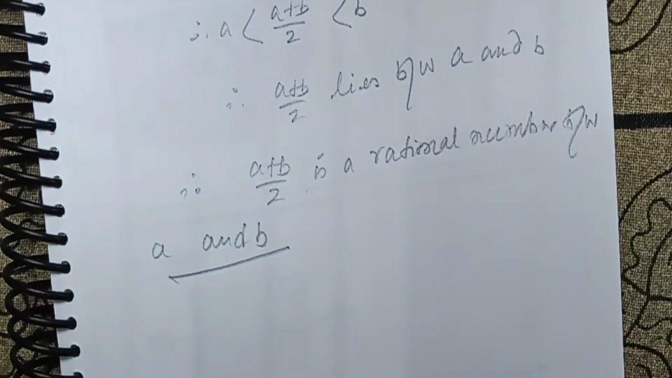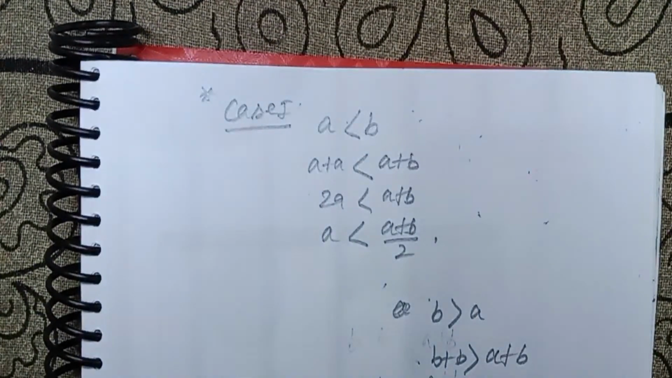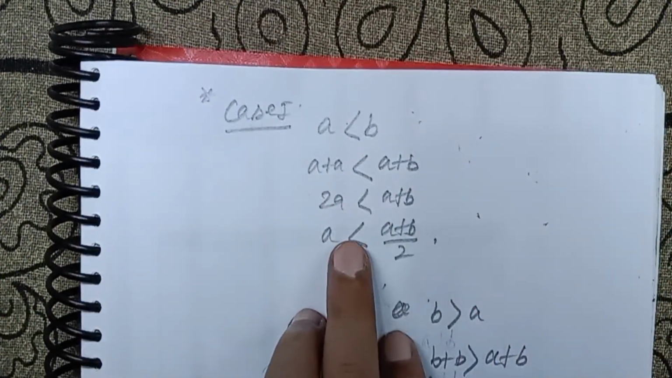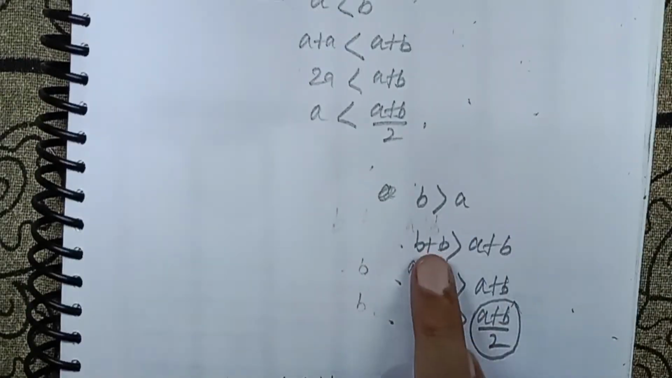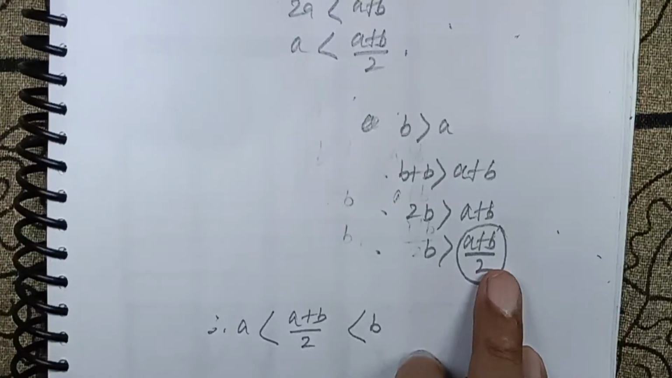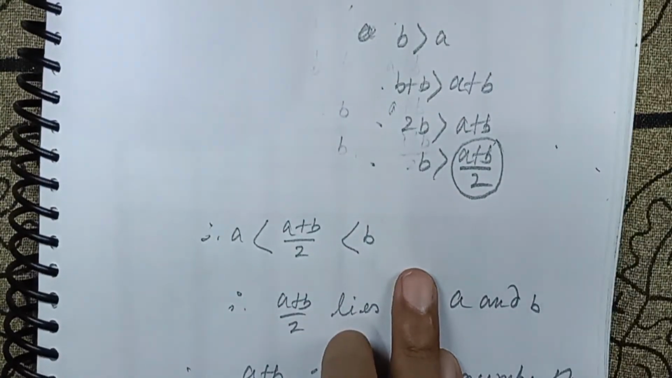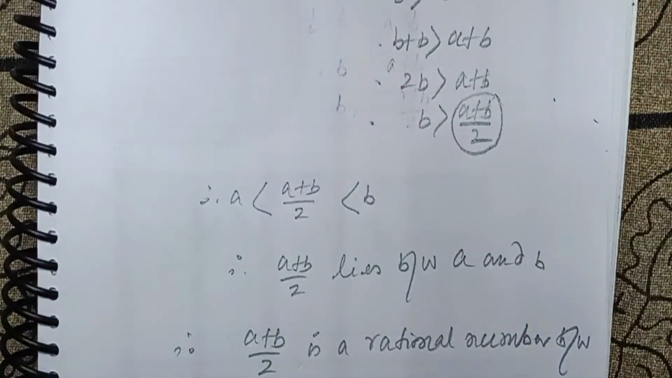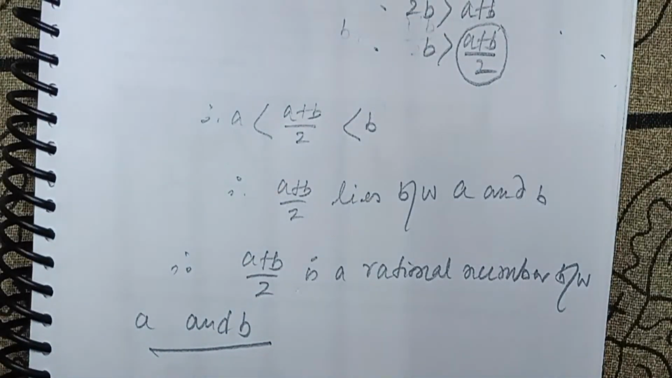Okay. We considered only one case: a is less than b, so if you add a on both sides you get a plus b, so a is less than a plus b by 2. And b is greater than a, so add b on both sides: 2b is greater than a plus b, b is greater than a plus b by 2. So a plus b by 2 is greater than a but lesser than b, a plus b by 2 lies between a and b, therefore a plus b by 2 is a rational number between a and b.